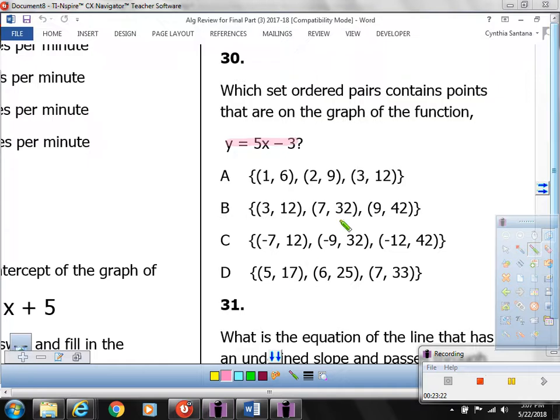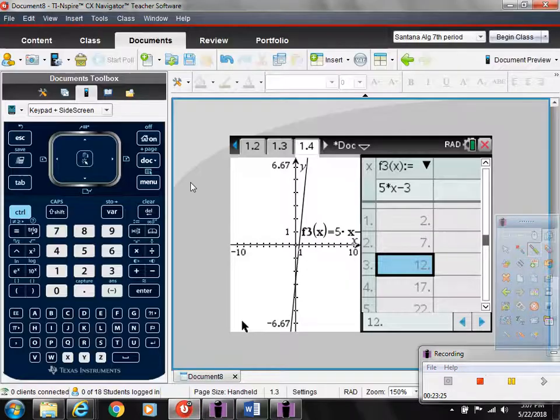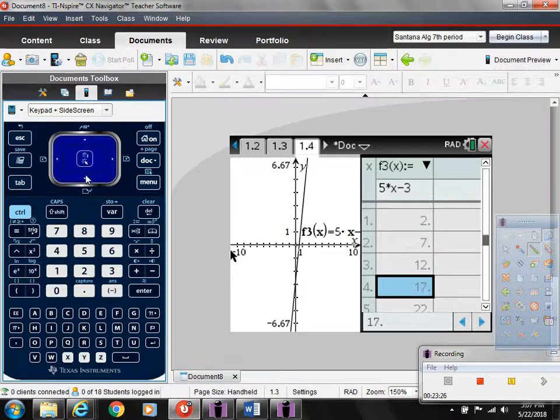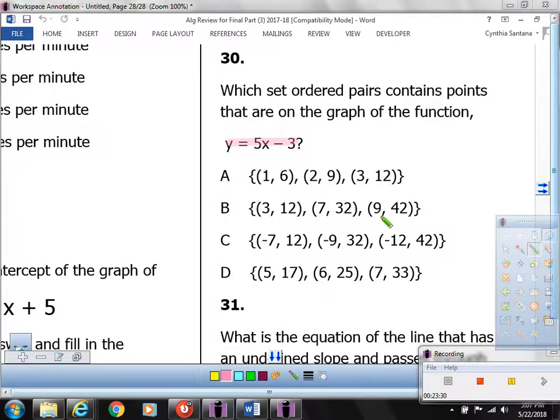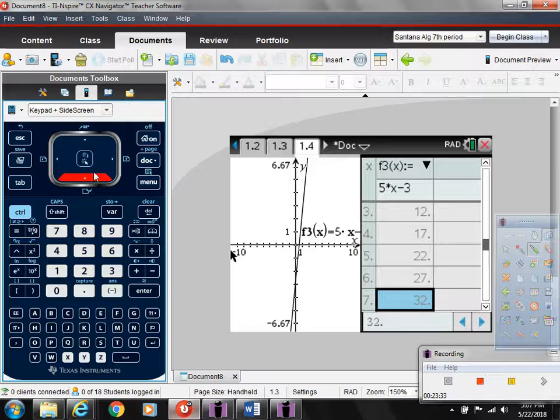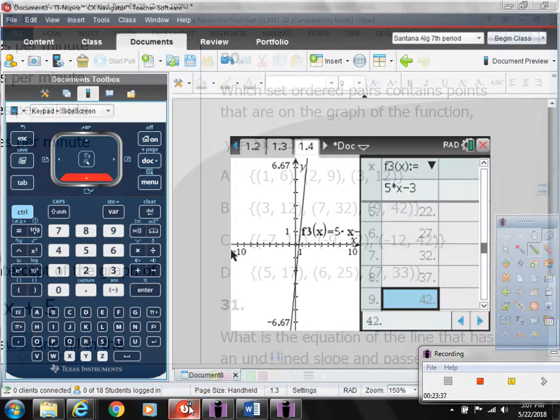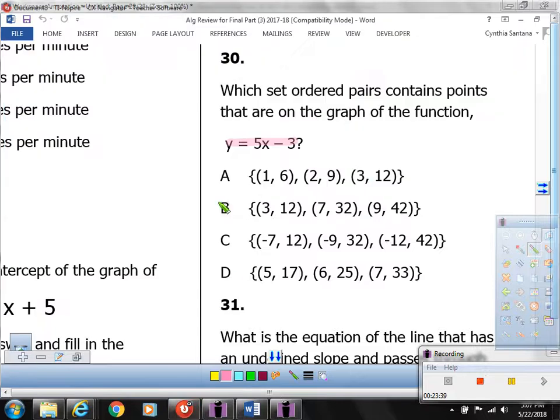What's the other one? 7, 32. Let me scroll down to 7. That seems to be right. 9, 42 would be my last answer I need to look at. And you want to look at all of them, and it says it should be 9 with 42. Looks like we found our answer choice.